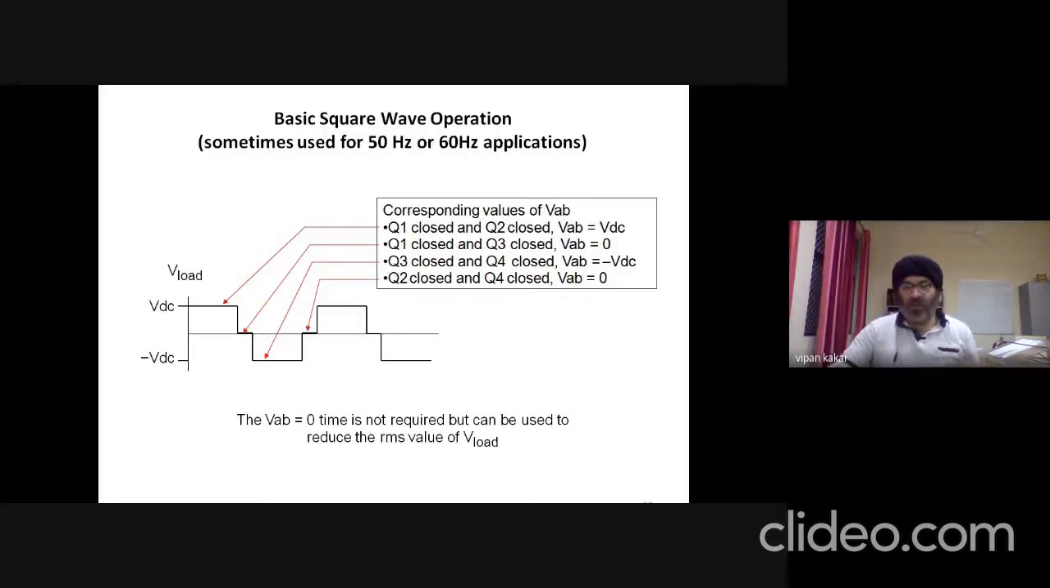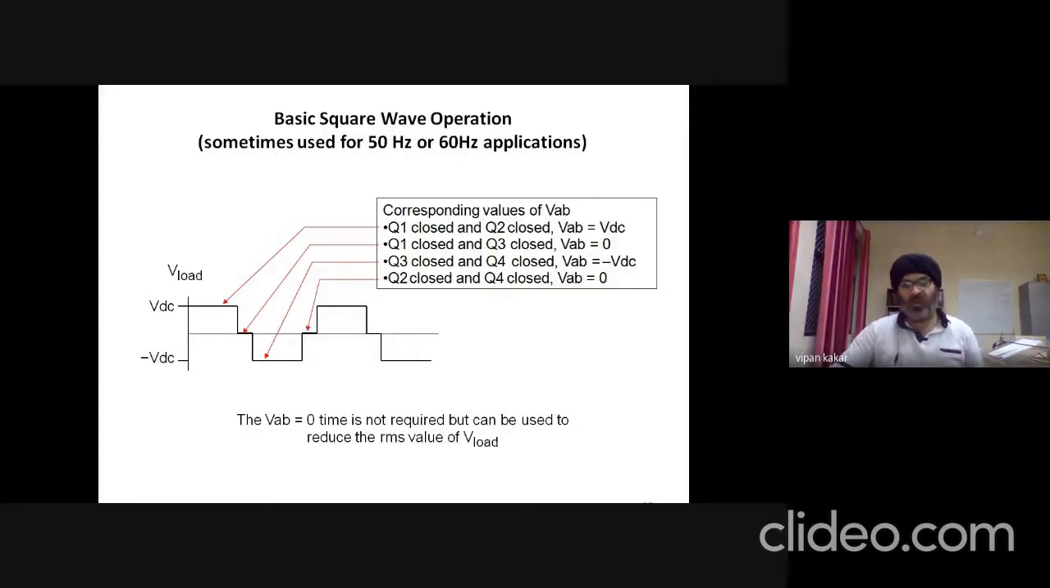If we want to lower down the value of RMS output or average output, then we can insert this 0 value inside this. If we don't want to insert this 0, we can have a smooth square wave, and we can have only 2 modes of operation. One is Q1, Q2 closed or turned on, giving VDC. Another is Q3, Q4 on, having minus VDC. So VDC, minus VDC. So we do not want to have this discontinuous value over here.